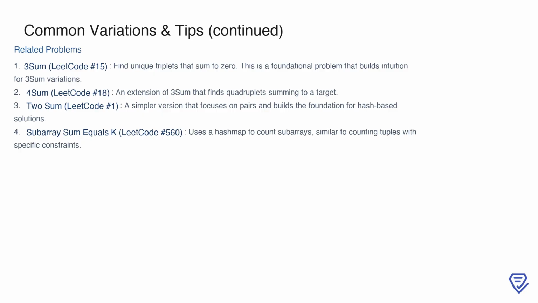Lastly, subarray sum equals k, LeetCode number 560, is another related problem where hash maps are used to count subarrays that meet specific constraints. Studying these problems can help you recognize patterns and transferable techniques, such as the use of frequency maps and pointer-based approaches, which are key to solving variations of the three-sum problem efficiently.